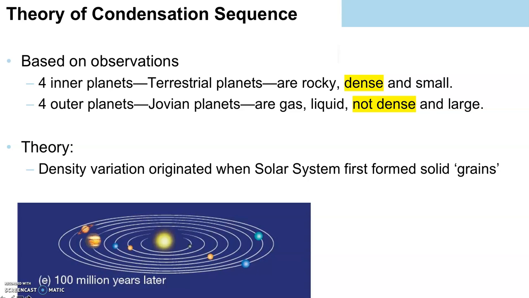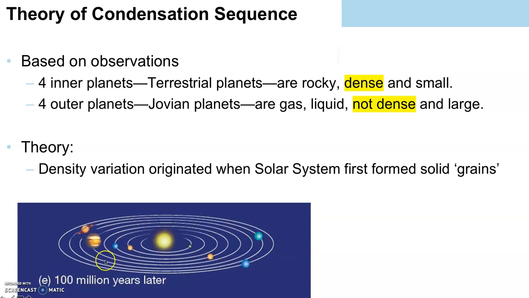The condensation sequence theory is really based on density. So it will look at the rings that are present in the outer planets, the Jovian planets, but really, it's explaining the density difference between both sets of planets. And the theory is based on the fact that that density variation actually started when the solar system was first moving from the nebula cloud into the disk.